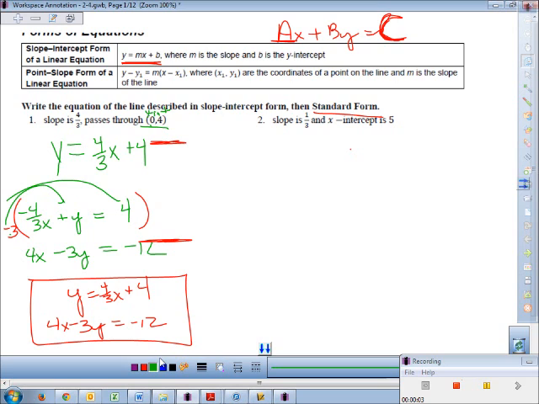Read carefully. What point did they give us? X-intercept. Can I use slope-intercept form with a slope and an x-intercept? Not really. What we should do off to the side is write this as an ordered pair. What would that x-intercept of 5 be as an ordered pair? 5, 0. Cool?